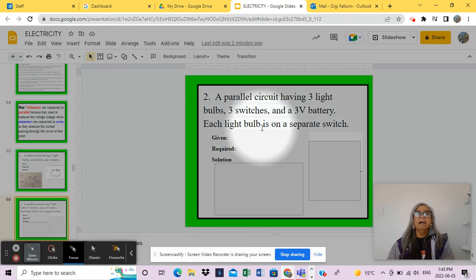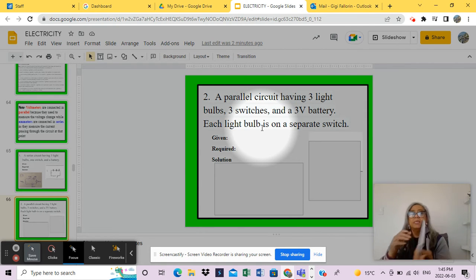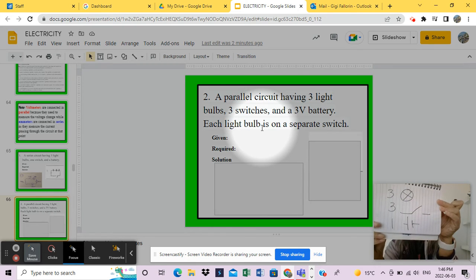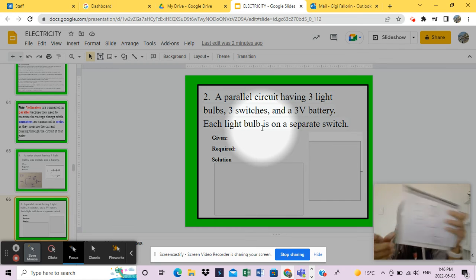What else is given? You have three switches. So do it this way. That's the switch. What else? And you have a 3-volt battery. So you can just have one battery like this, but then the intensity or the charge on it is 3 volts. Okay, so you have something like this.